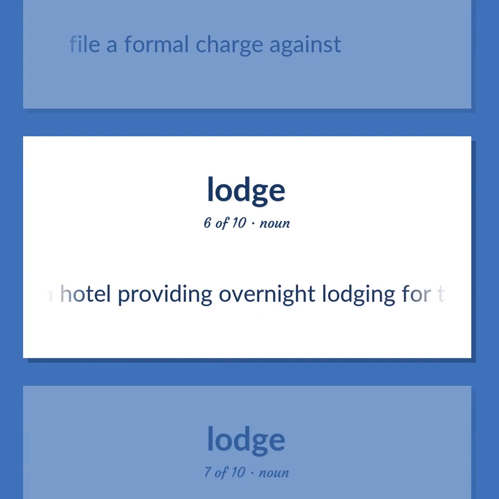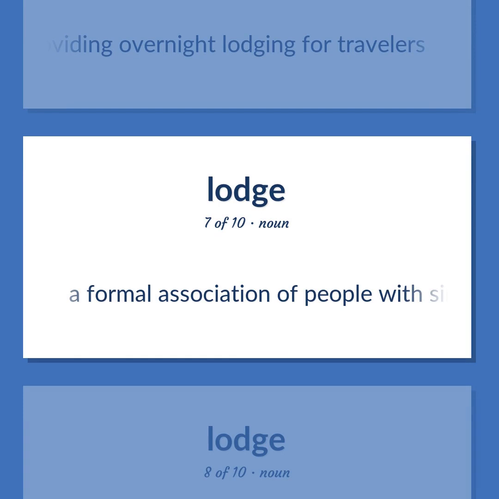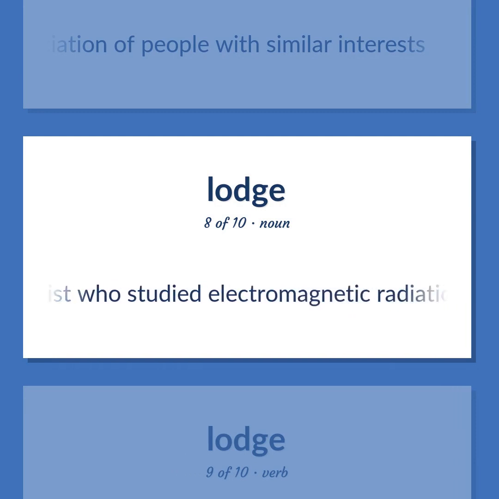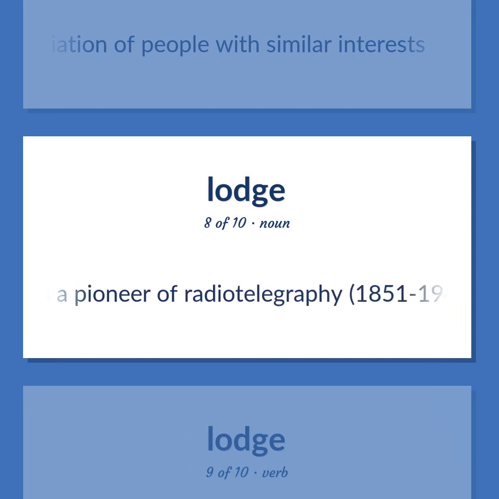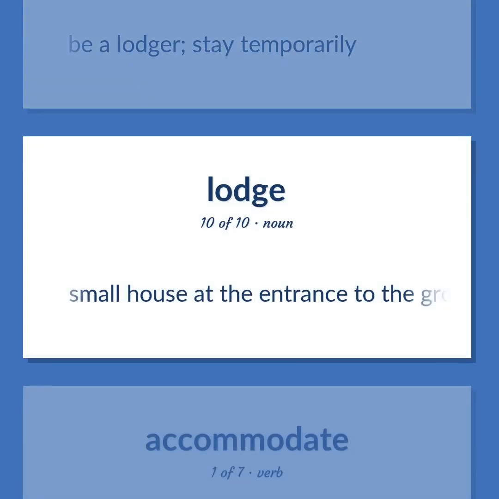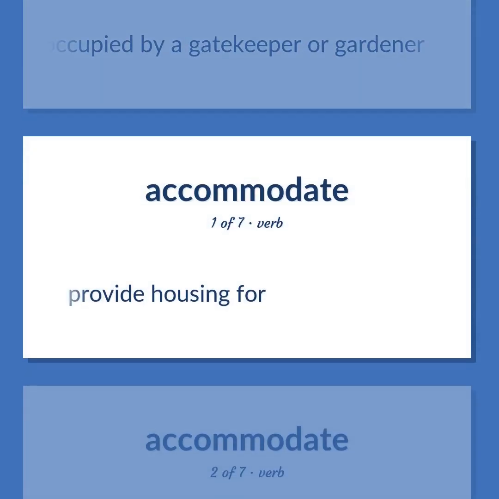A hotel providing overnight lodging for travelers. A formal association of people with similar interests. English physicist who studied electromagnetic radiation and was a pioneer of radiotelegraphy, 1851 to 1940. Be a lodger. Stay temporarily. Small house at the entrance to the grounds of a country mansion, usually occupied by a gatekeeper or gardener. Provide housing for.